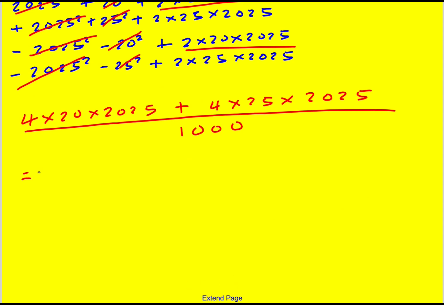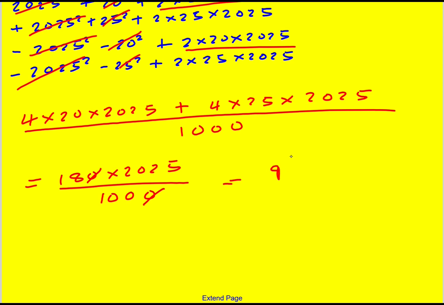But let's keep going. Okay, I'm going to write it as 80 times 2025 plus 100 times 2025. Actually, it's going to be 180 times 2025. I can cancel one of the zeros out. And then what I could do is write 9 times 2 and write it as 9 times 4050 over 100. Okay, so I'm back now to 9 times 405.